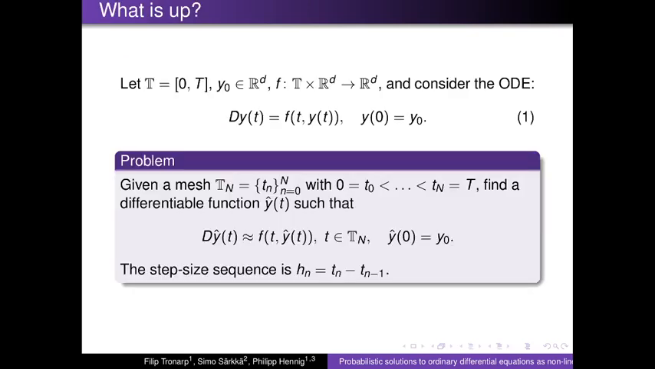So, ordinary differential equations. We have some time interval from 0 to T, and then we have some initial condition y0 and a vector field f. This of course defines the differential equation given in equation 1, so the derivative of the solution is equal to the vector field evaluated at the solution, with the correct initial condition. Given a discrete mesh, which is a subset of this time interval, we want to find a differentiable function ŷ that approximately solves this differential equation.